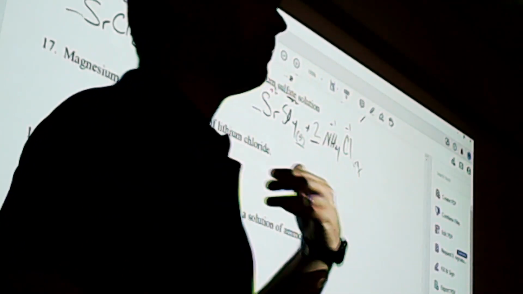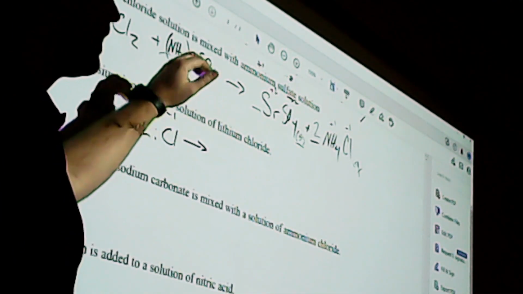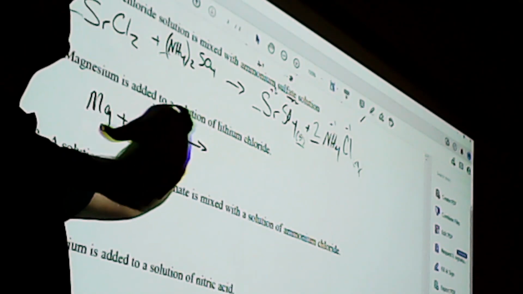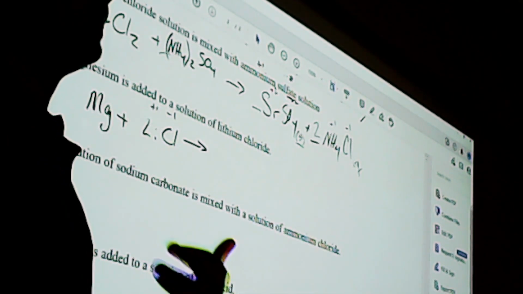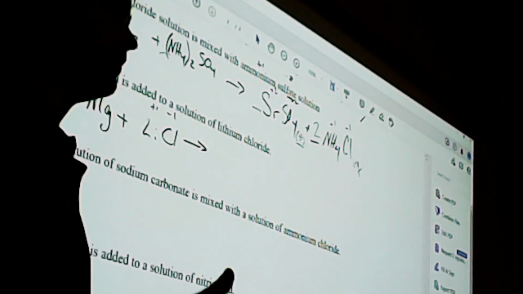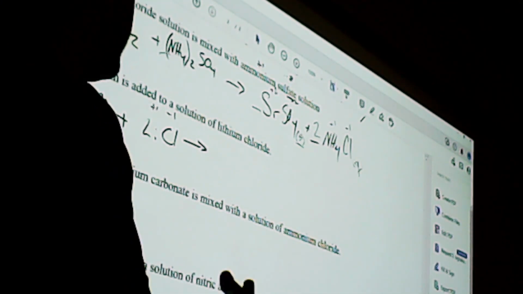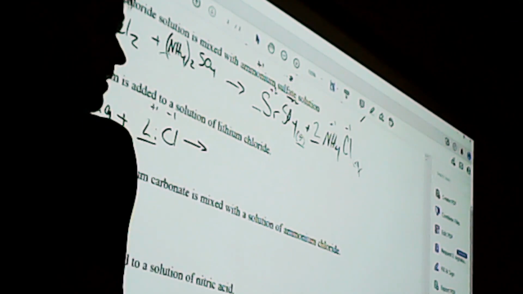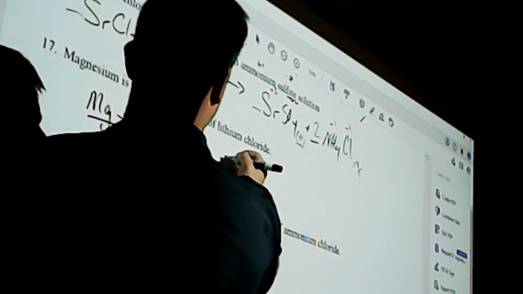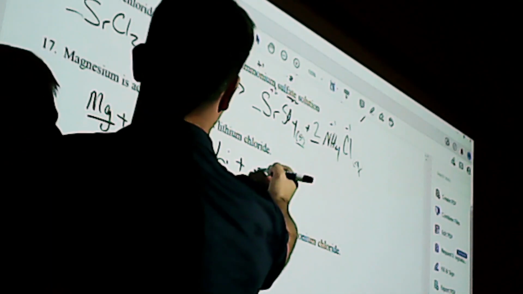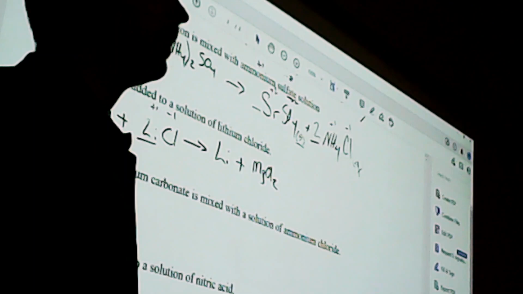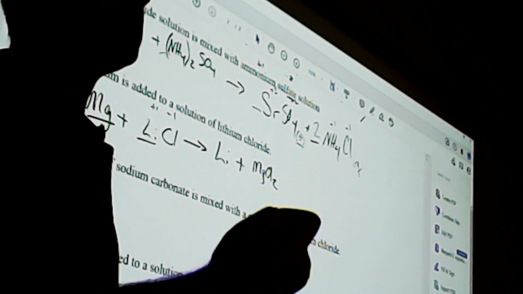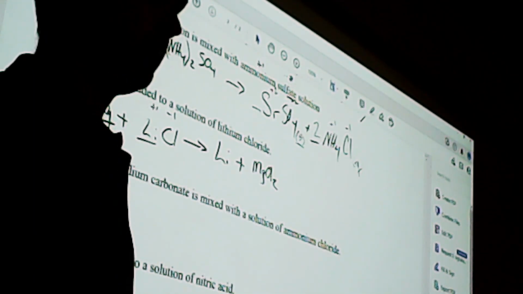Now, I would prefer that from now on you always give me the products. I know in the directions it said that if there is no reaction, you don't need to write the products. But I will never count off if you write products with a no reaction. Okay? So, if this were to happen, magnesium is a metal, so it wants to kick out lithium, which is a metal. So if this works, it'll be lithium plus MgCl2.